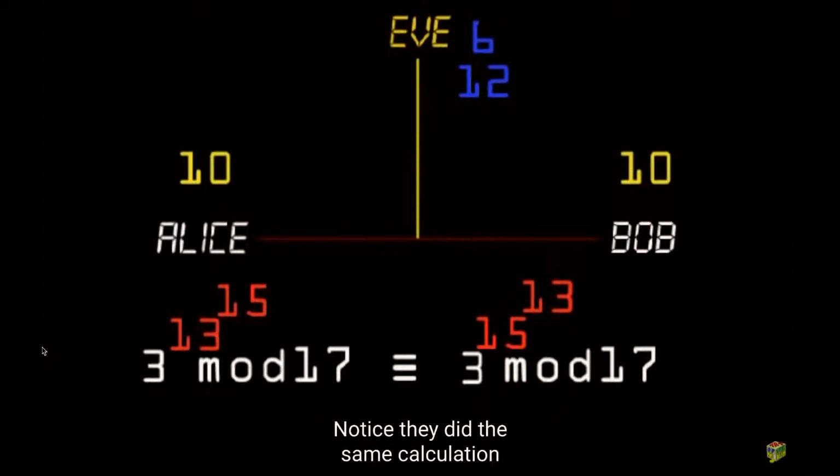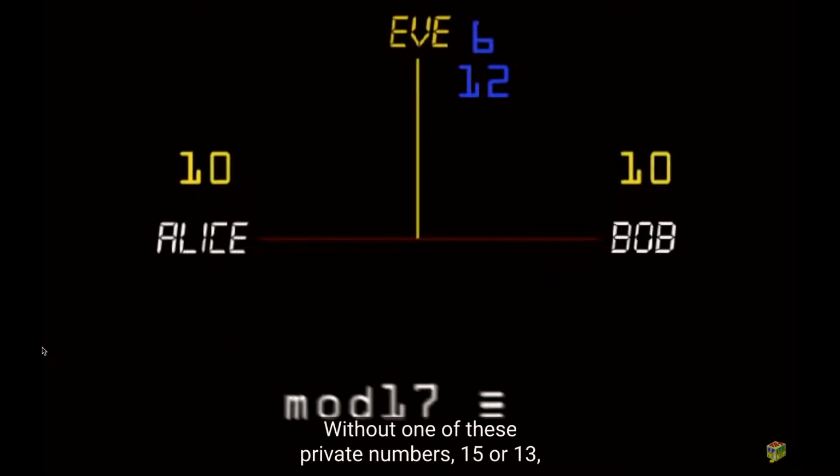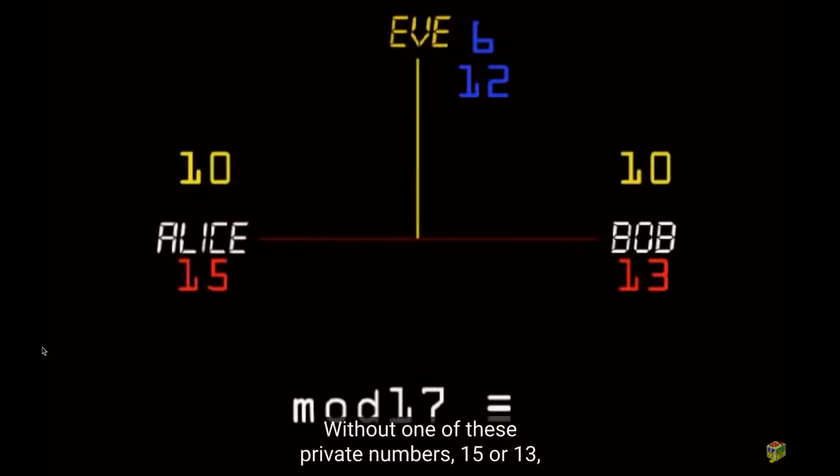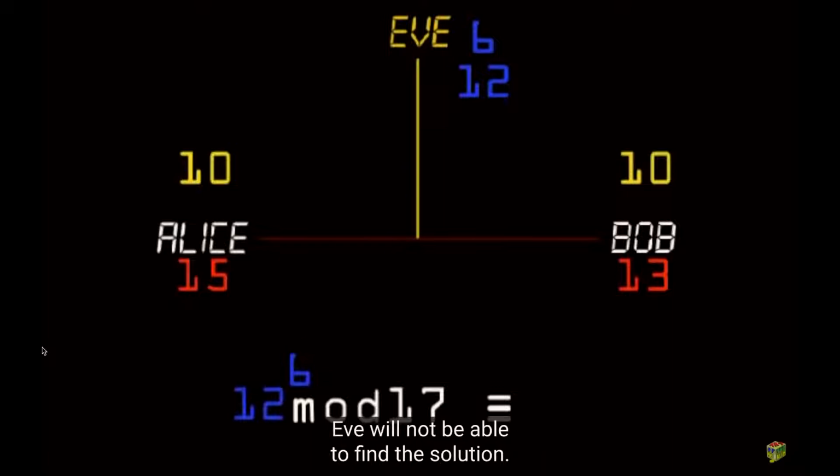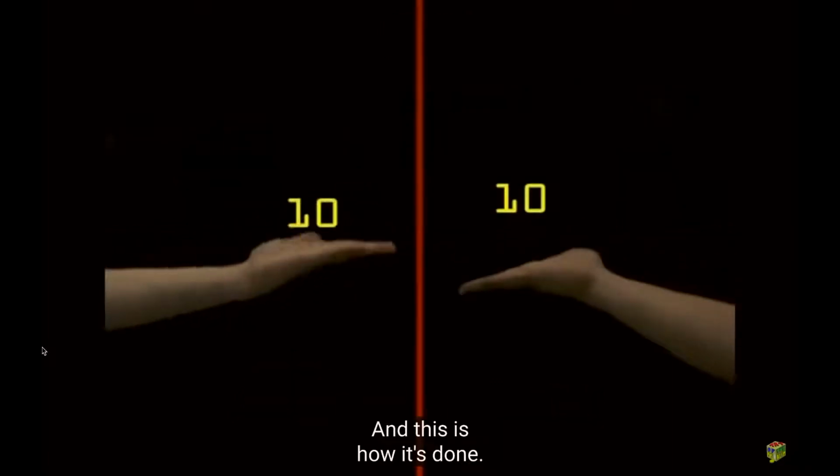Notice they did the same calculation with the exponents in a different order. When you flip the exponent, the result doesn't change. So they both calculated 3 raised to the power of their private numbers. Without one of these private numbers, 15 or 13, Eve will not be able to find the solution. And this is how it's done.